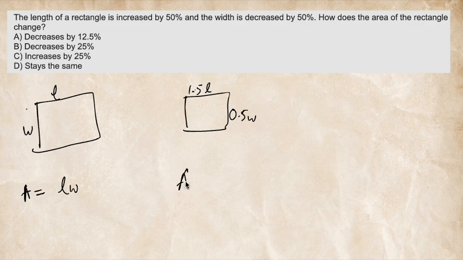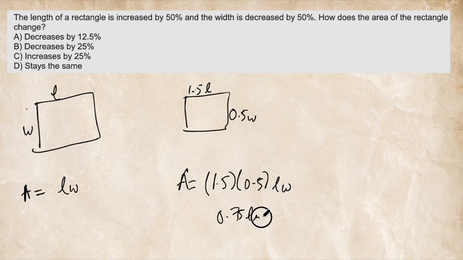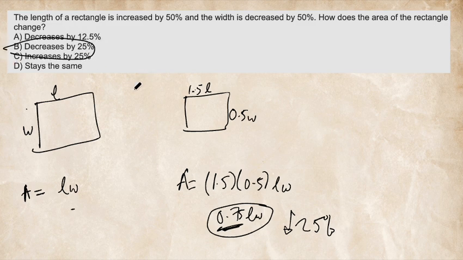Now the new area is going to be 1.5 times 0.5 LW, right? If you multiply these two, it's going to be 0.75 LW. So since it's only 75% of the original area, it decreased by 25%, and that's your answer over here, letter B. So again, the lesson here is not to be fooled by these same numbers. Actually draw it out, do the equation, and you'll see that it's not just the same, because you increased one by 50 and decreased the other by 50.